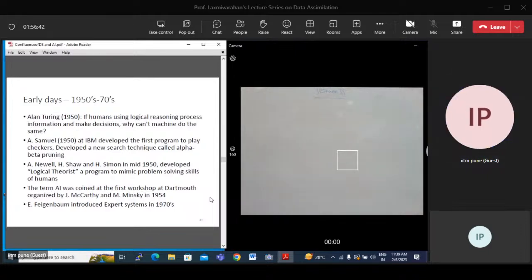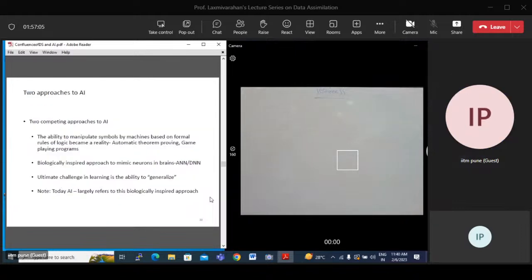Look at that now: game playing programs, the Logical Theorist viewpoint of AI, expert systems. If a piece of software can do what an expert does, then we call it an intelligent system. He called it an expert system. Now you can see the different terminologies coming to refer to these kinds of activities. Two competing approaches to AI. One is the ability of machines to manipulate symbols based on formal rules of logic. That became a reality: automatic theorem proving, game playing programs.